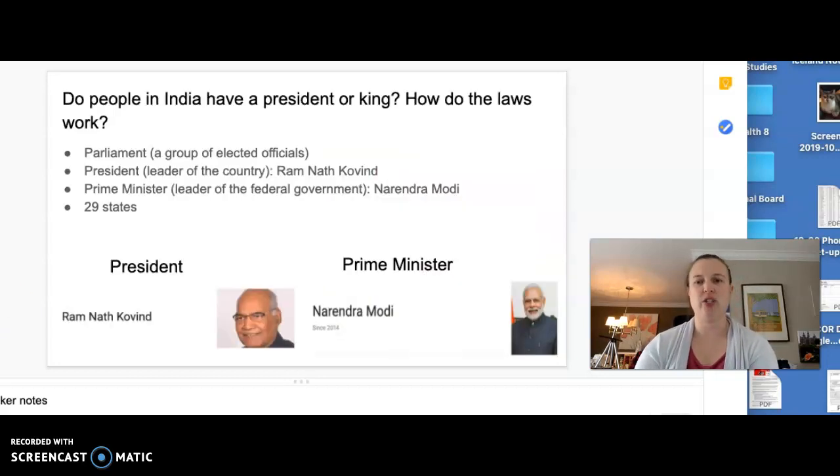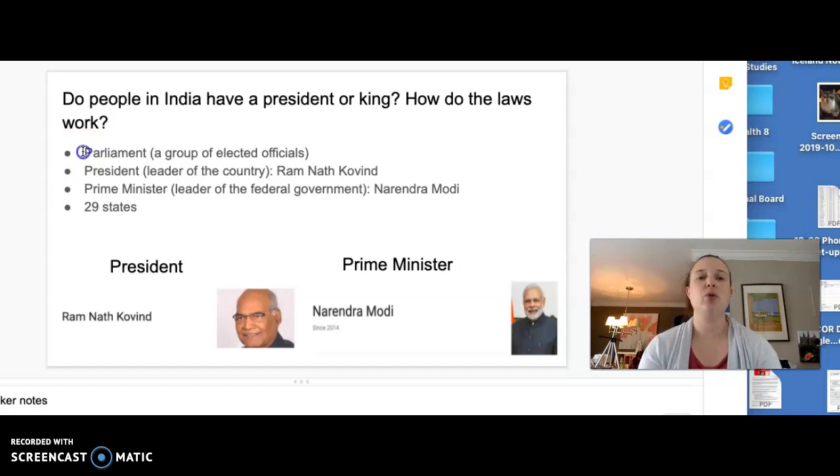One of the questions people were wondering was, do people in India have a president or a king? How do the laws work? The answer is that nowadays the government is a democracy. It's a parliament. That means that all the people in India vote. The people vote for their leaders, and just like in the United States, they vote for people who are going to help them at the national government and people that will help them at the state government.